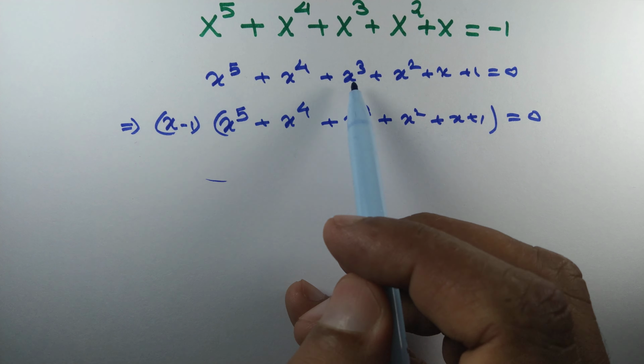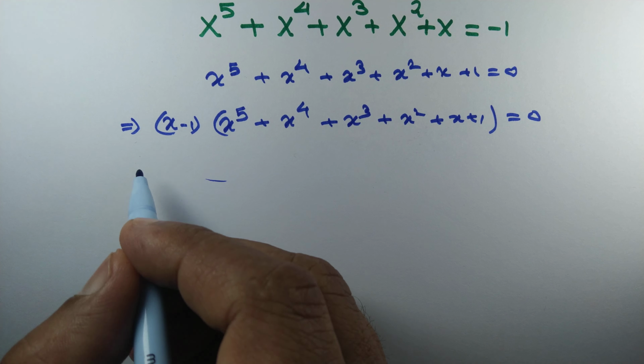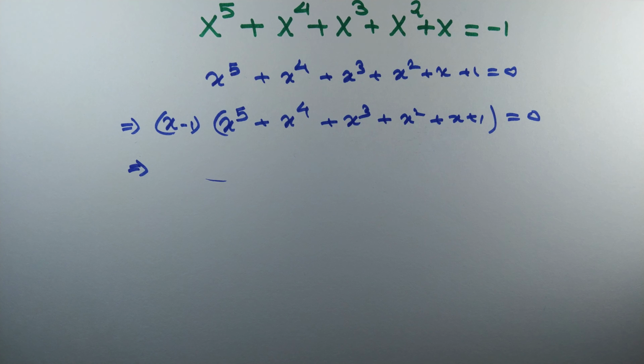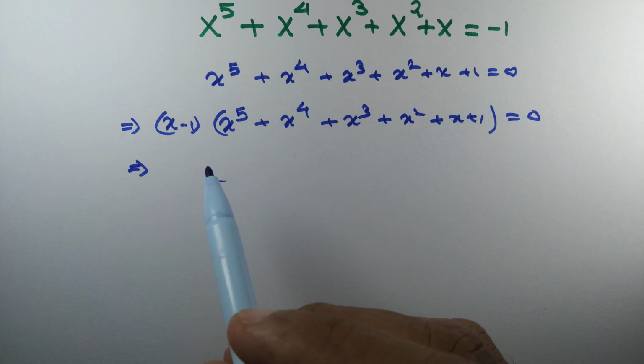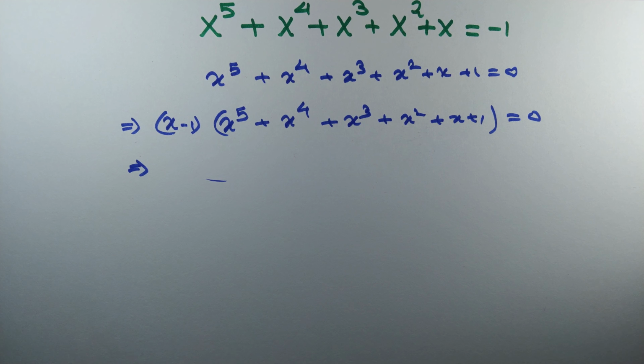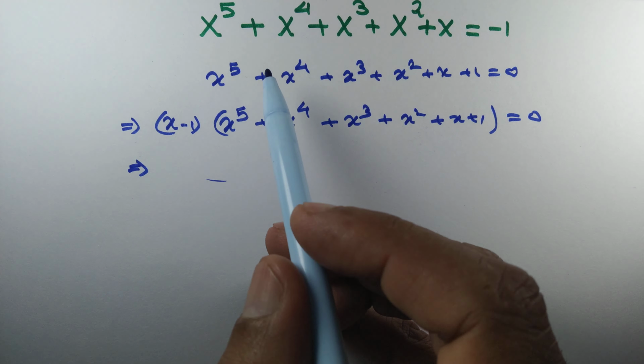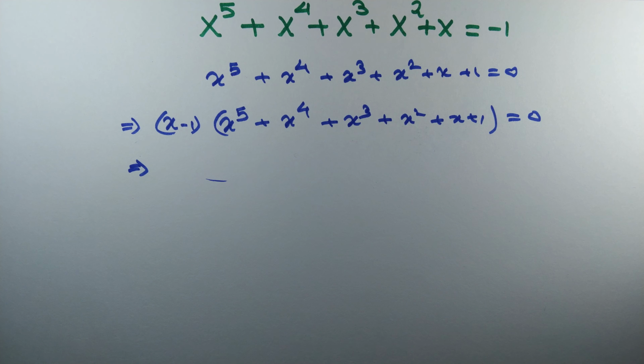Observe that x equal to 1 is not a root of this equation. Somewhere we'll get x equal to 1 because we are multiplying by x minus 1, and lastly we'll conclude that x equal to 1 is not a root of this equation.